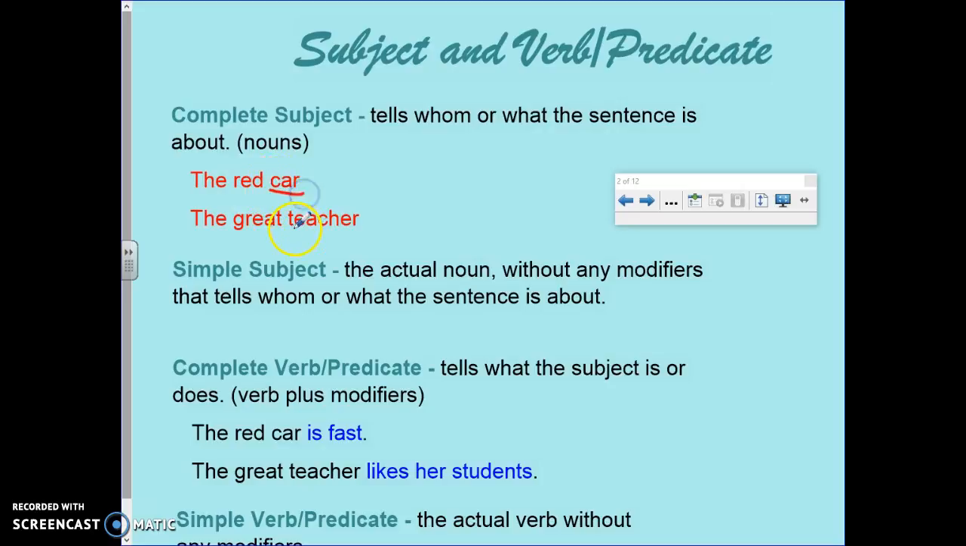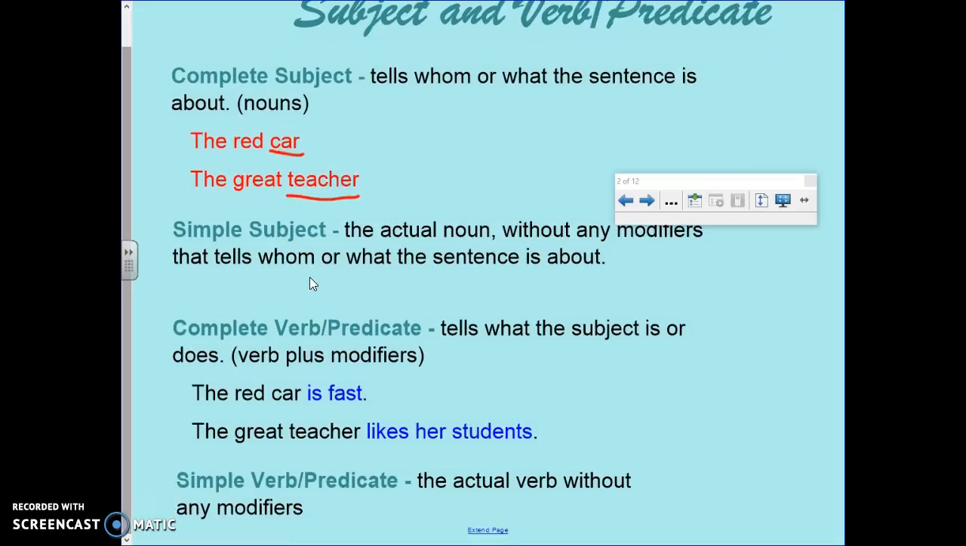So even though this is the actual noun, the modifiers going with it add to it to make the complete subject. Okay. With the simple subject, it's the actual noun, so it's what I underlined. It's without any modifiers. The modifiers would be the red and the great, that tell whom or what the sentence is about. So this sentence would actually be about a car. This sentence would actually be about a teacher, not about the modifiers. The modifiers just add information to the simple subject or the actual noun. Okay, so that's the beginning of the sentence.